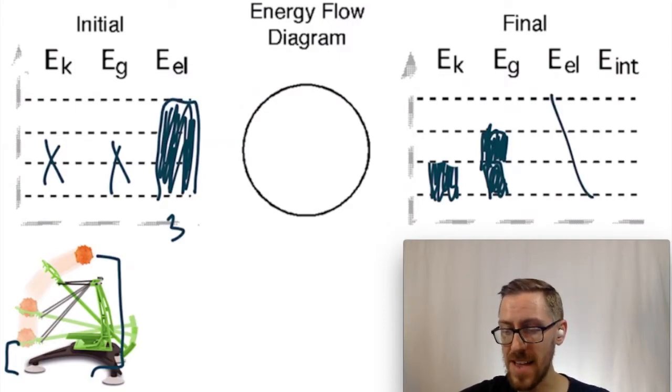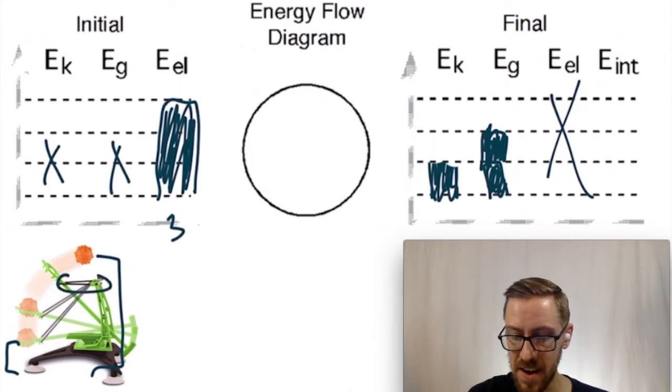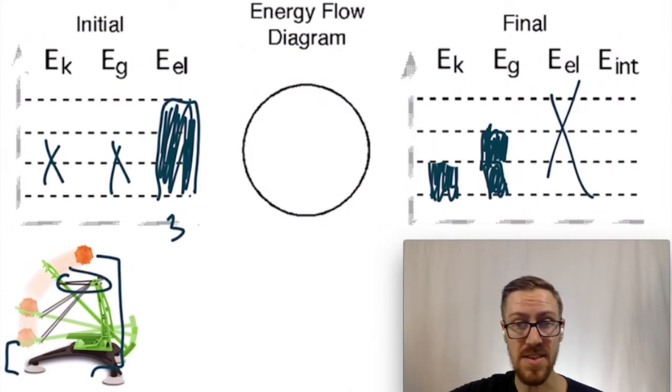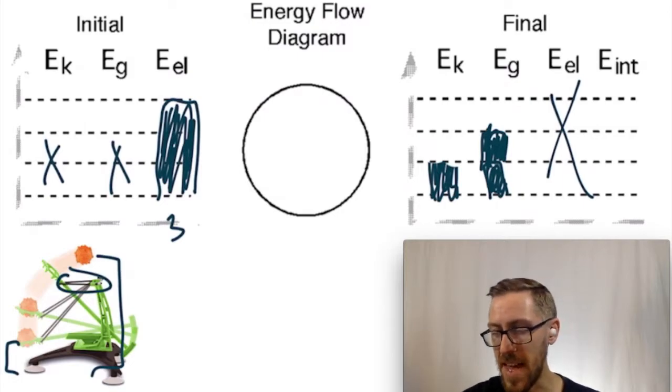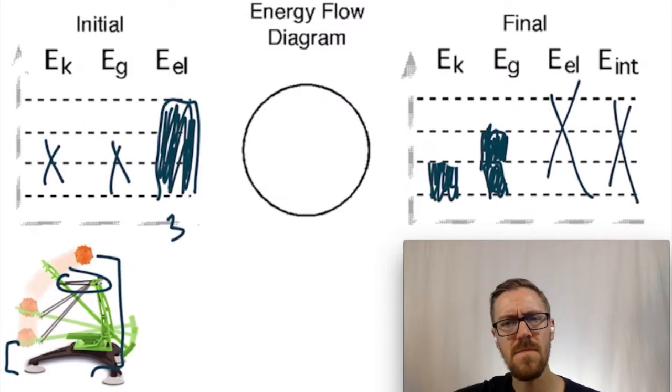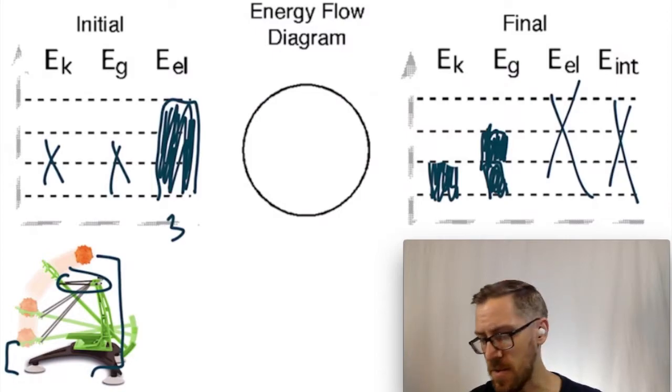Now we have no more elastic energy because our rubber bands here are no longer stretched out. And so the elastic energy that was there at the beginning has now been changed into the kinetic and gravitational energy. And there wouldn't be any internal energy. That's something you only use when it's obvious that the energy has gone into the trash can. So let's try another example.